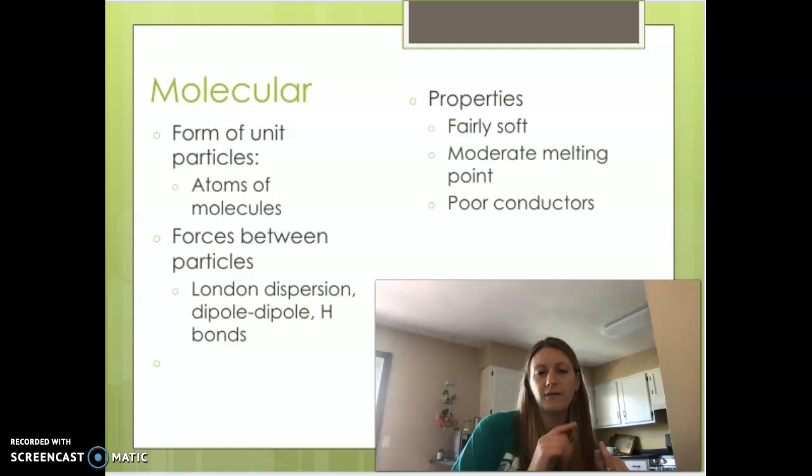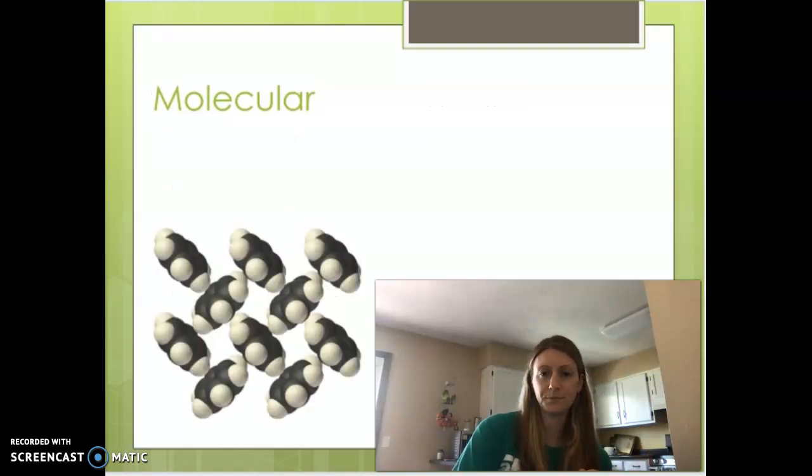They will have London dispersion, dipole-dipole, and hydrogen bonds being exhibited throughout them, again depending on polarity. So if it's non-polar, then the only thing it'll have is London dispersion, but if it's polar, it'll have dipole-dipole or hydrogen bonds as well. But molecular solids tend to be pretty soft. They have an intermediate melting point, so not too high, not too low, and they're pretty poor conductors, and that's going to be for a very specific reason that we will talk about when we talk about metallic bonds.